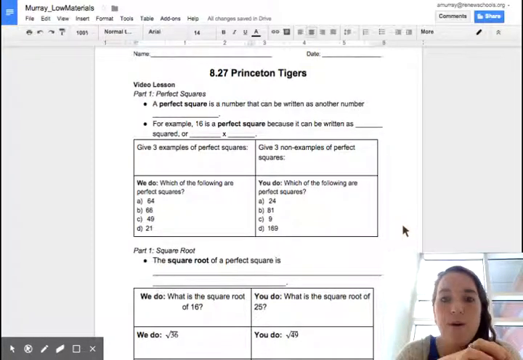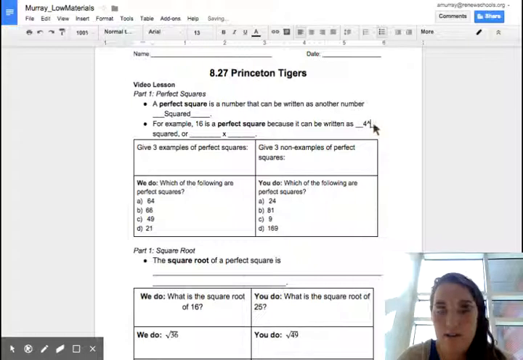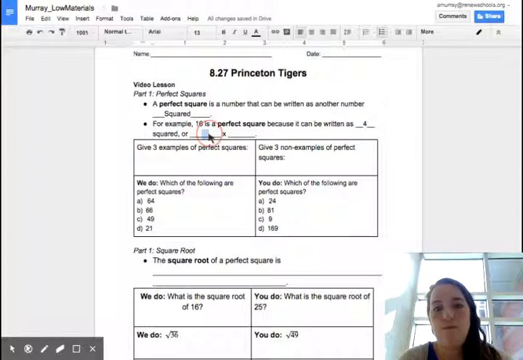Today we're going to be reviewing perfect squares as well as start talking about square roots. So a perfect square, in your guided notes at the top, is a number that can be written as another number squared. So 16 is a perfect square because it can be written as 4 squared, or 4 times 4.